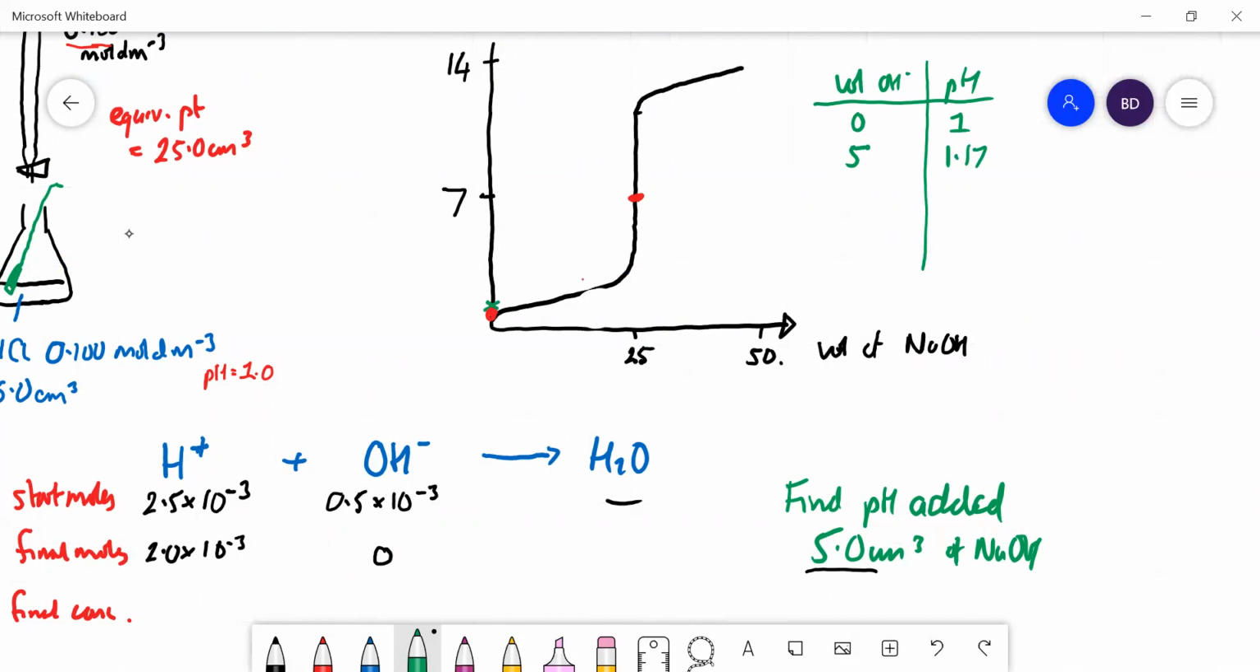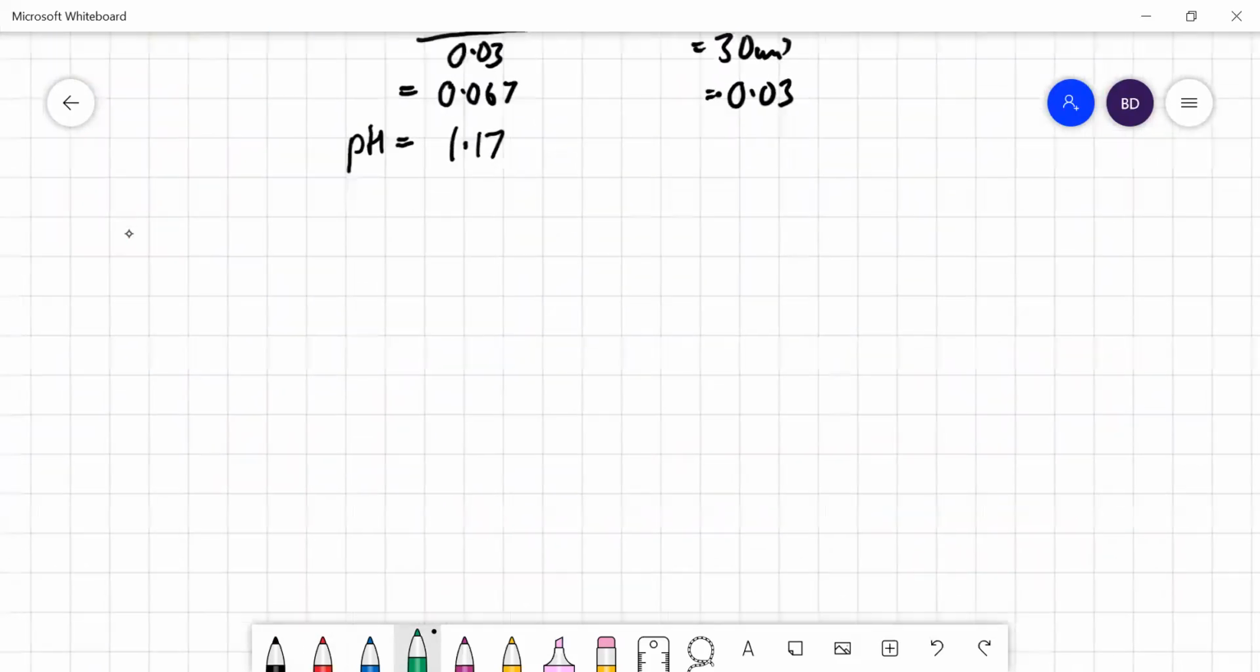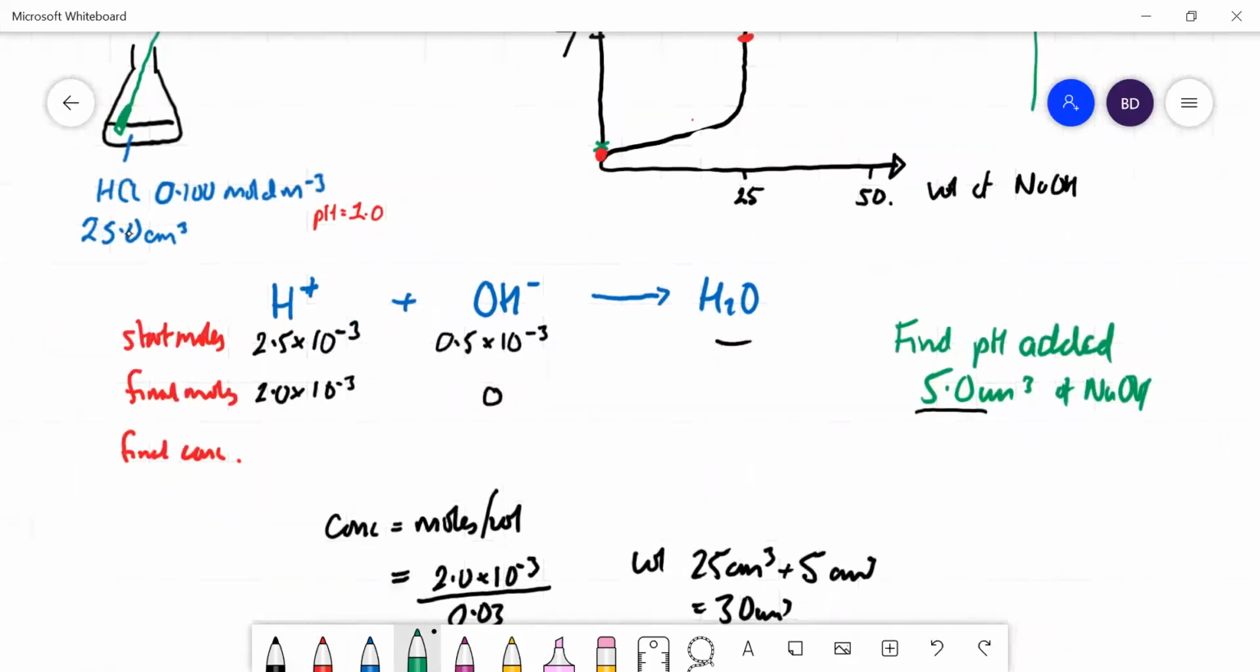Now let's go up to a much higher number. Let's say when we've added 20 centimeters cubed of NaOH. Let's change that to 20. I'm just going to change these numbers here. So this time it's not going to be 0.5 moles of that. It's going to be 2 times 10 to the minus 3. We're going to have to subtract 2.5 to give us this number here.